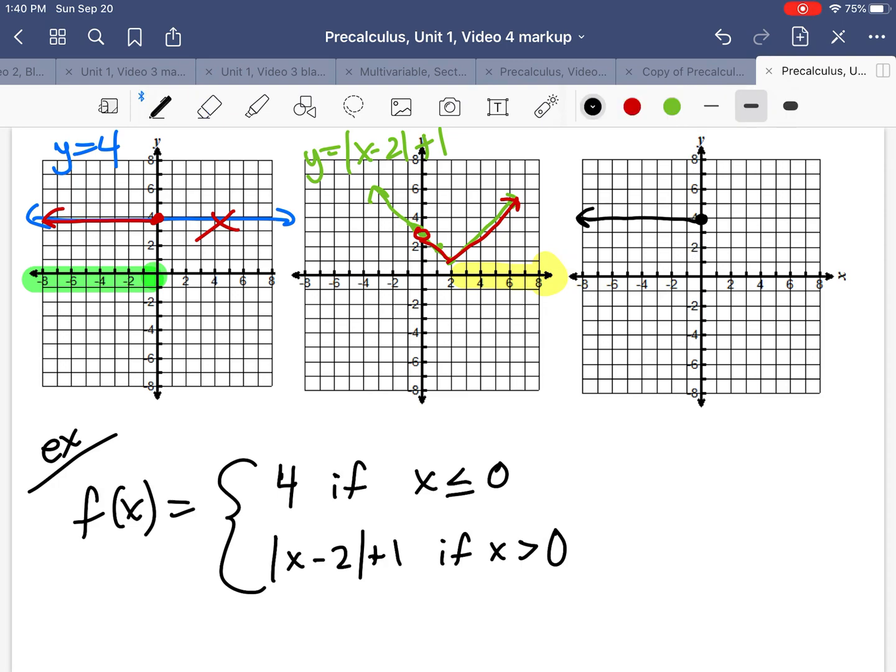So that means that this one starts at 3. So it's an open circle at 3. And it comes down to the point 2, 1, that vertex right there, and it goes down and over. Okay, so I didn't want this piece right here.